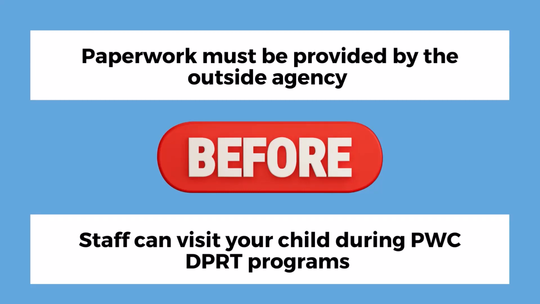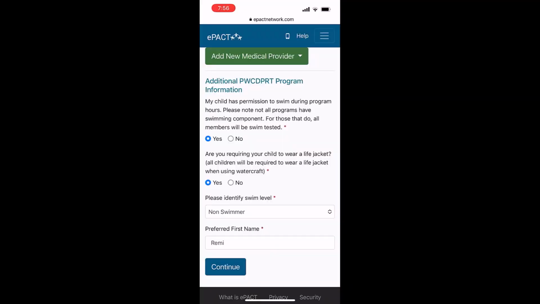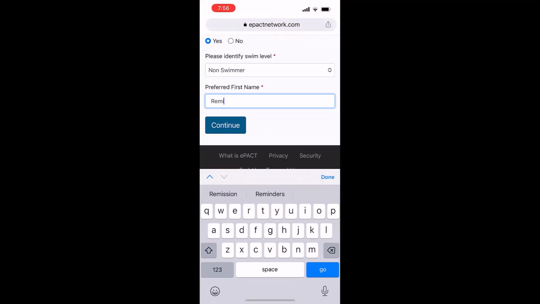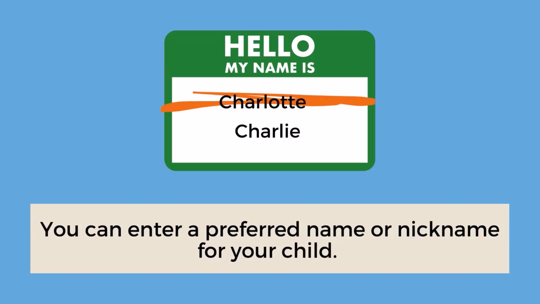You are also able to enter a preferred nickname for your child. Example, your child's name is Charlotte, but her nickname at home is Charlie.